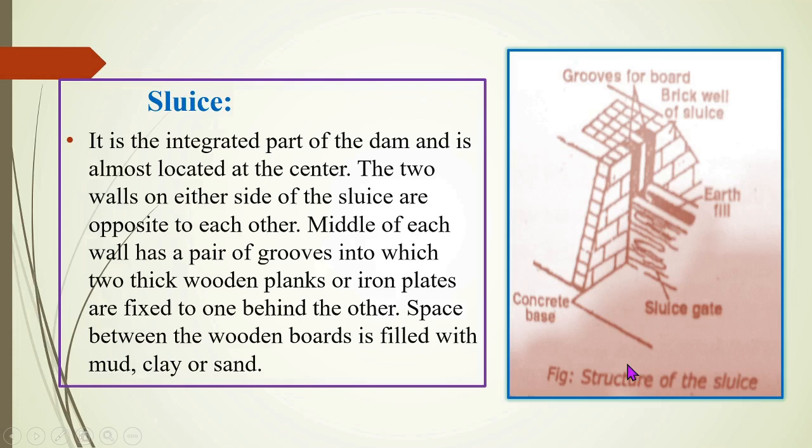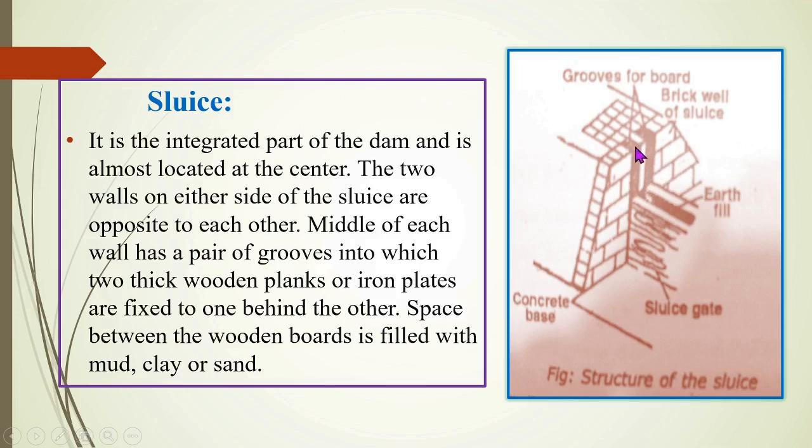The next key component is sluice. Sluice is the integrated part of the dam and is almost located at the center. The two walls on either side of the sluice are opposite to each other. So see the image of the sluice here. The image shows the two walls of the sluice. This is one wall and another wall here. The two are opposite to each other.